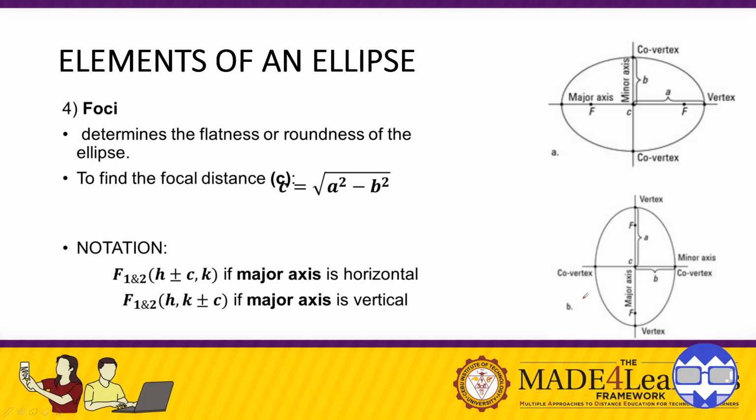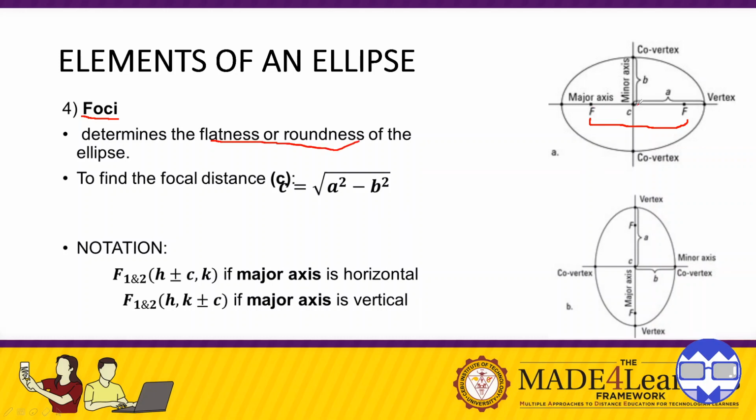We have the foci, the plural of focus. So why foci? It's because for an ellipse, unlike the parabola, there are two focal points. This determines the flatness or roundness of the ellipse.